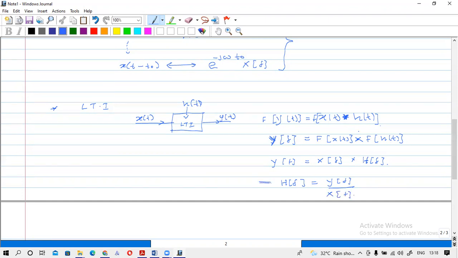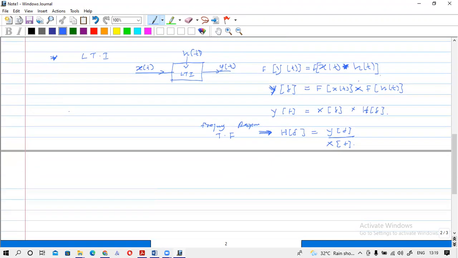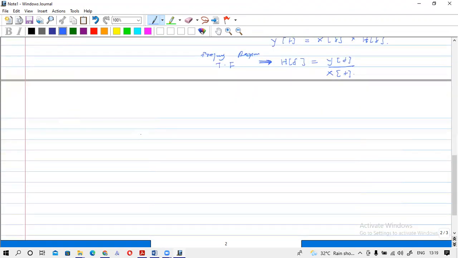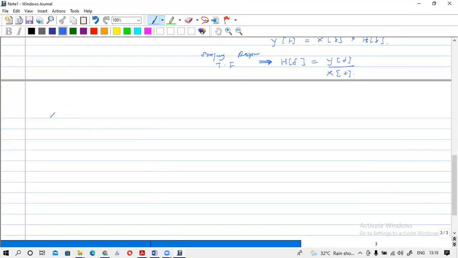So this is called the transfer function, the frequency response transfer function. Normally we call it the transfer function. So you should have this knowledge. The other thing is distortionless transmission.